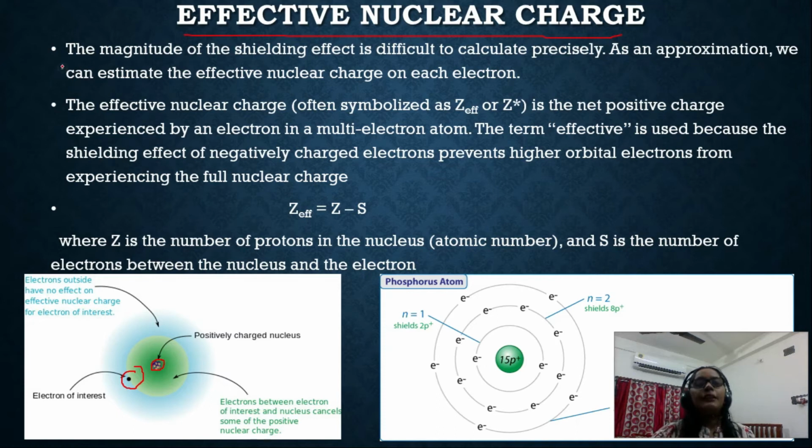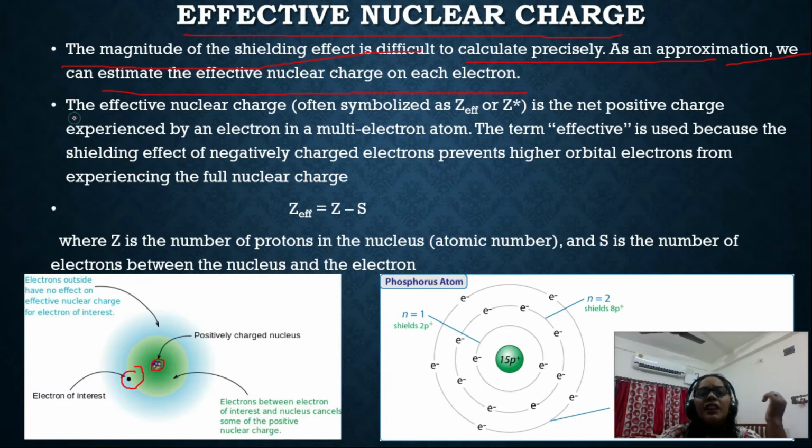The magnitude of the shielding effect is difficult to calculate precisely. As an approximation, we can estimate the effective nuclear charge. We cannot estimate how much the shielding effect is. Rather, we can estimate the effective nuclear charge that an electron will experience.